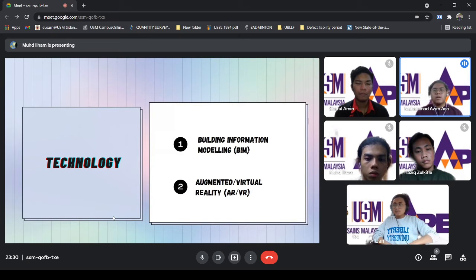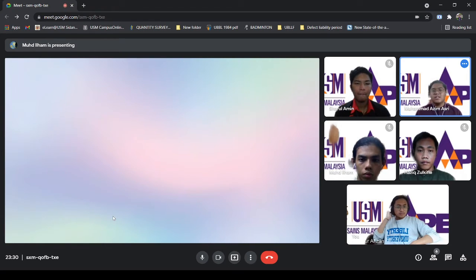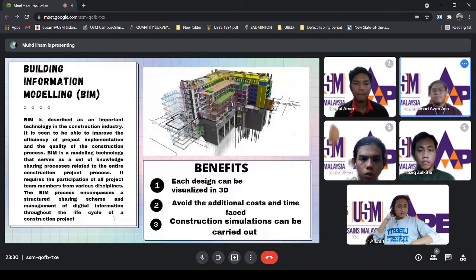BIM is described as an important technology in the construction industry. It is seen to be able to improve the efficiency of project implementation and also the quality of the construction process. And for the second sub-criteria, next slide, please. Another one.